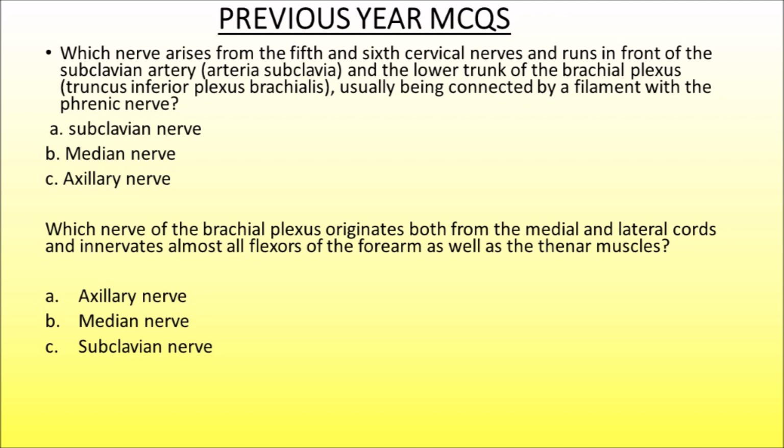Let us move on to the second one. Which nerve of the brachial plexus originates both from the medial and lateral cords and innervates almost all flexors of the forearm as well as the thenar muscles? Option A, axillary nerve, option B, median nerve, and option C, subclavian nerve. The correct option is option B, median nerve.